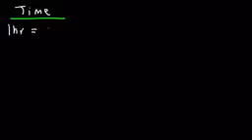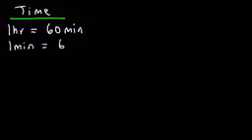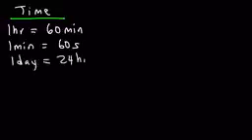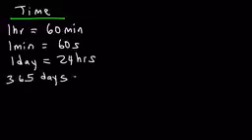Now let's talk about units of time. Many of you are aware of these units. So here's some common ones. 1 hour is equal to 60 minutes. And there's 60 seconds in 1 minute. There's 24 hours in a day. And there's approximately 365 days in a year.